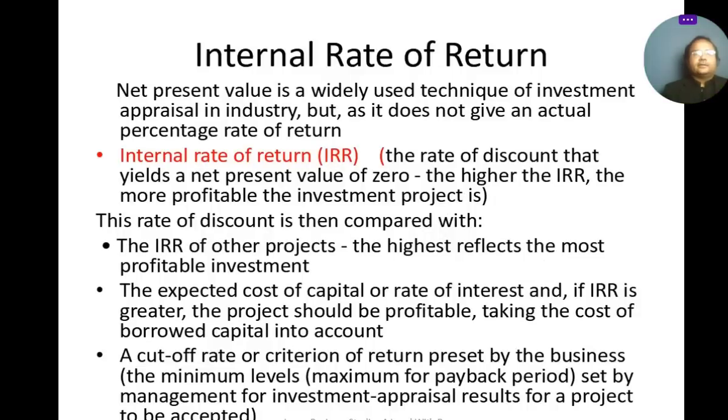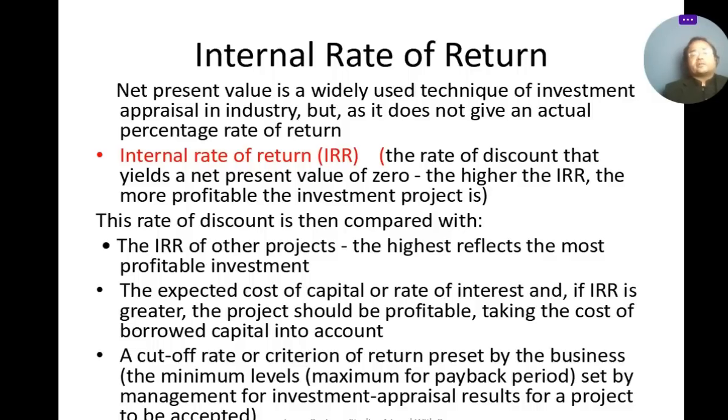Internal rate of return: the net present value is a widely used technique for investment appraisal in industry, but it does not give an actual percentage rate of return. IRR is the rate of discount that yields a net present value of zero. The higher the IRR, the more profitable the investment project is. This rate is then compared with the IRR of other projects. The highest reflects the most profitable investment.